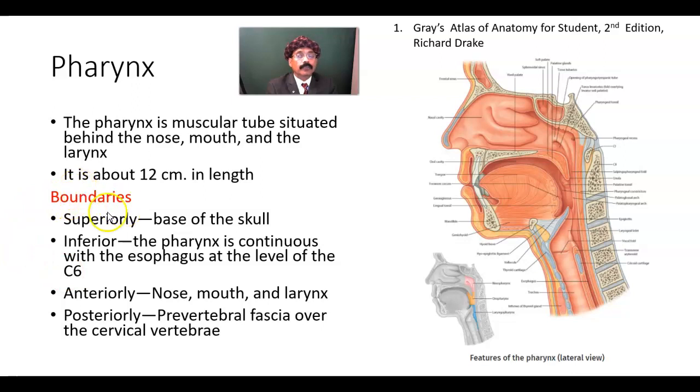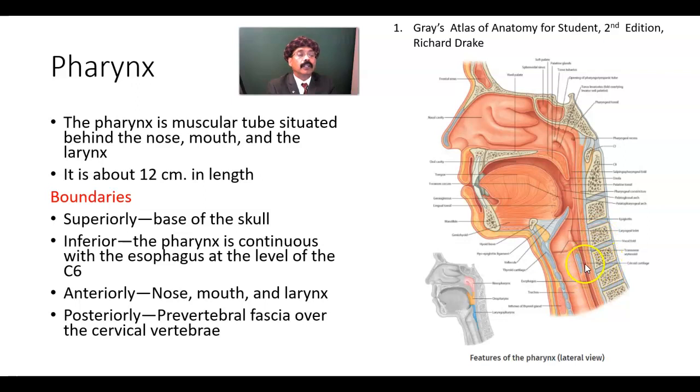Its boundaries: it extends superiorly from the base of the skull. This is the base of the skull, formed by the body of the sphenoid bone and the basilar part of the occipital bone. Inferiorly, the pharynx is continuous with the esophagus at the level of cervical vertebra 6. Here, C1, C2, C3, C4, C5, C6. So at this level, we find it goes up to the level of 6.